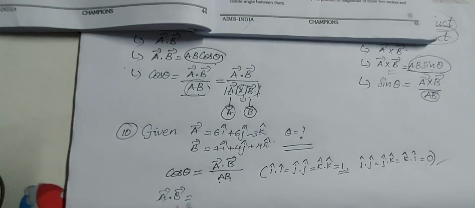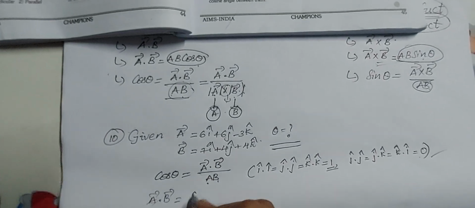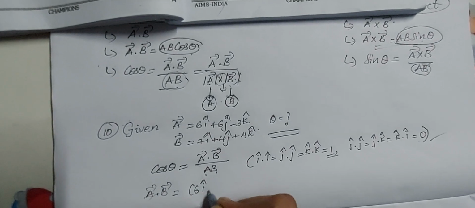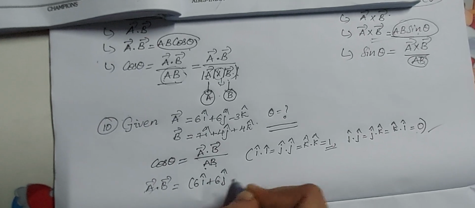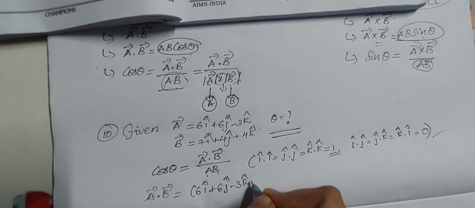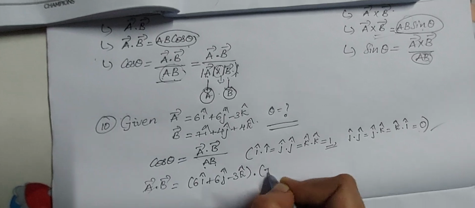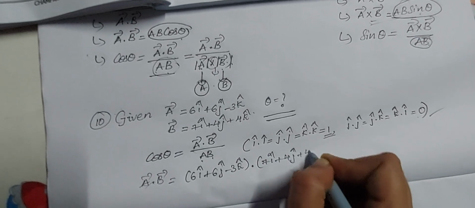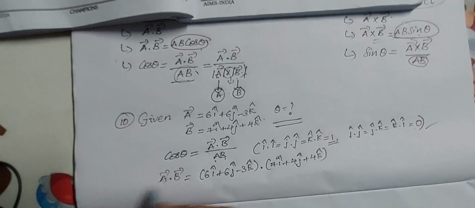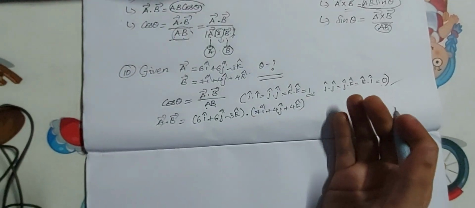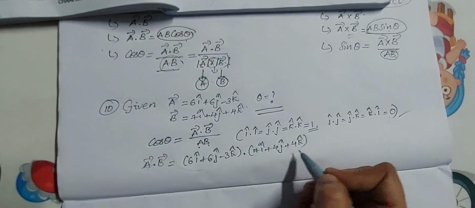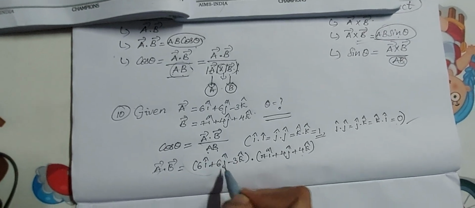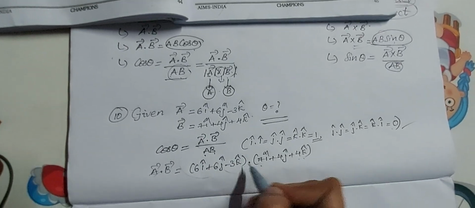And now let me find the next one. So now let me write the vectors: 6i cap plus 6j cap minus 3k cap dot 7i cap plus 4j cap plus 4k cap. So what we have to do now? Simply like your distributive law, we will take one of them and multiply with the other, in the same manner the other, and again to everything. Let me write it in detail here.